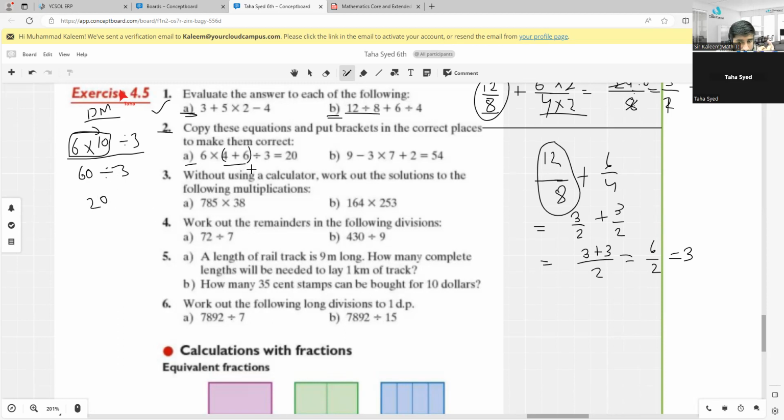Did you understand, Taha? Yes. Now you have to try this B part. You have to put the brackets in the right position to make it correct. The answer isn't positive, so I can't put the bracket on 3 and 7. The bracket will most likely be on 9, then times 6 is equal to 42. That's right, plus 2. No, that's wrong.